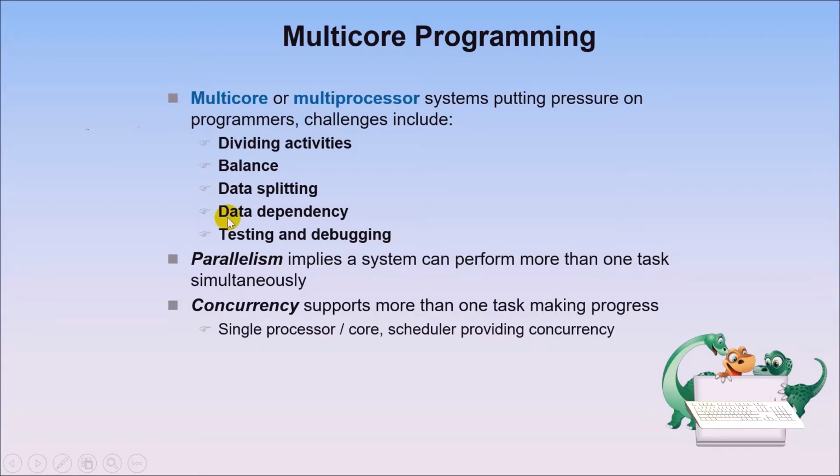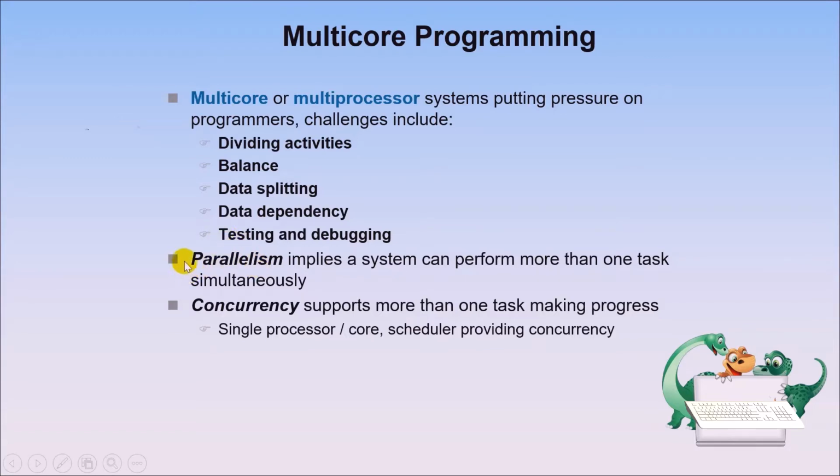Next is data dependency. When you say data dependency, if one task is dependent upon the result of another, then the tasks need to be synchronized to assure access in proper order. And last would be testing and debugging. This is inherently more difficult in a parallel processing situation, as the race conditions that we mentioned on the processes become much more complex and difficult to identify.